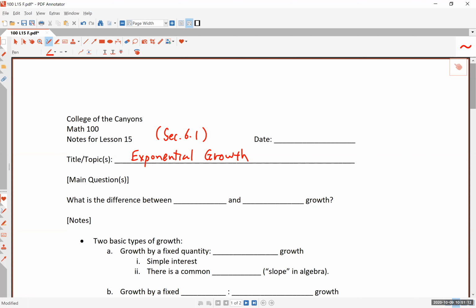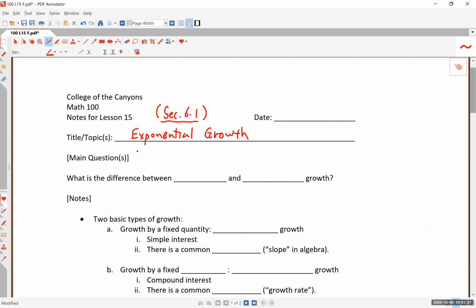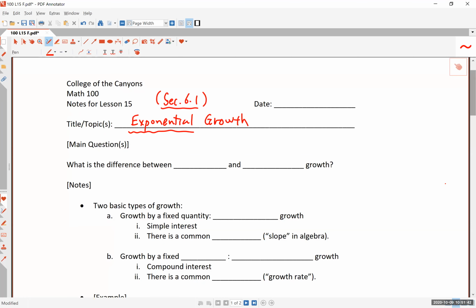All right, so we are going into a new chapter, which is chapter 6, and this is section 6.1. We will not go into details in chapter 6. We only have a couple of lessons, but the first one is on exponential growth. This is very important because many people think in a linear way, whereas many things in life and in the world grow exponentially. Let me tell you the difference between those two types of growth. So that is the main question.